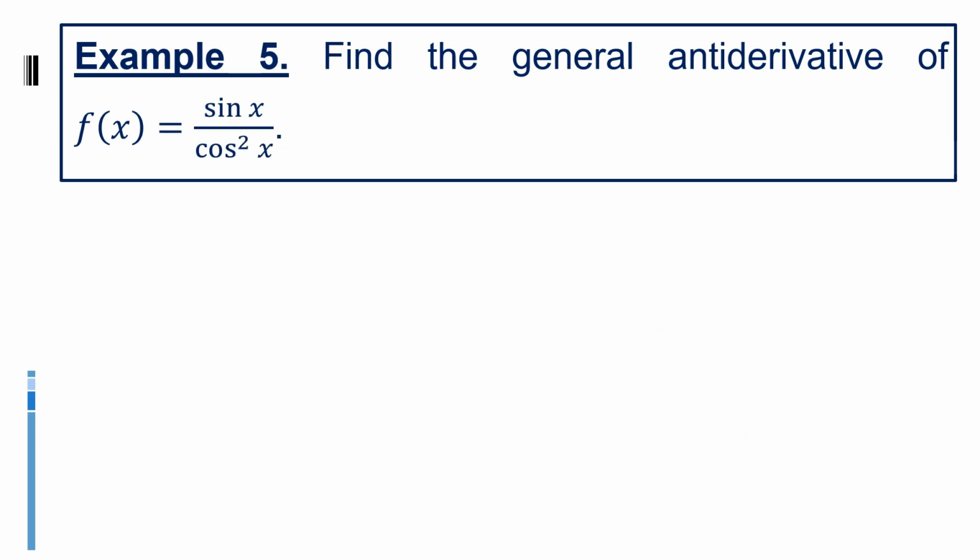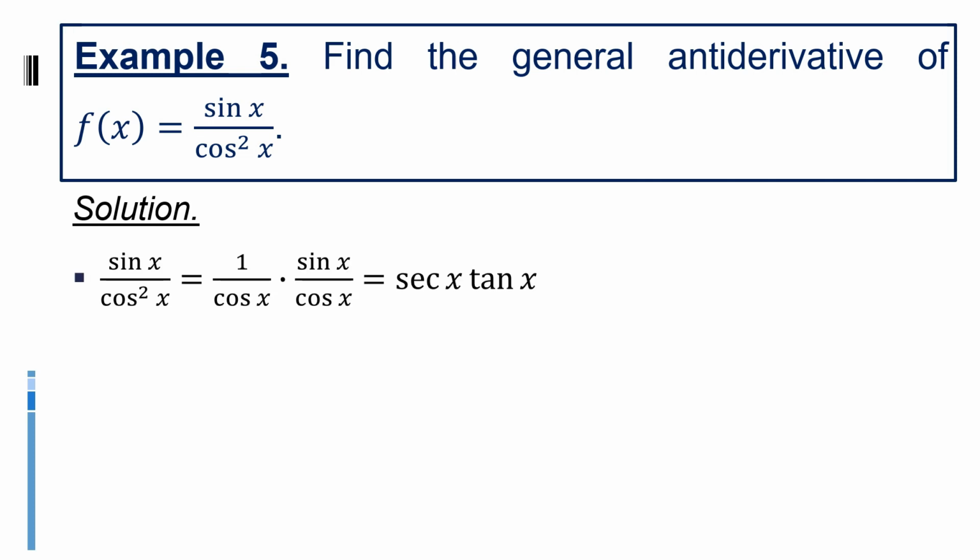And for the last example, let's find the general antiderivative of f of x equals sine x over cosine squared x. So for our solution, paghiwalayin muna natin, di ba? Pwede natin siyang isulat as 1 over cosine x times sine x over cosine x. But what is 1 over cosine x? Di ba yan ay isang secant x? Tapos, yun naman nating sine x over cosine x is just tan x.